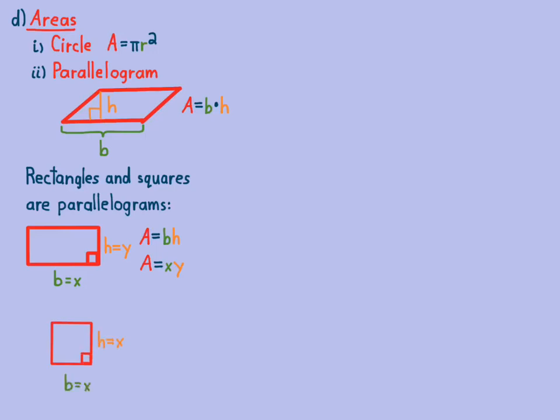And then a square, the base and the height happen to be the same, so you use the same letter for them. You could use B and B or H and H, but most people use X and X. So you get base times height, which is X times X, which is X squared, okay? Which is where the term X squared comes from, because it's the area of a square.